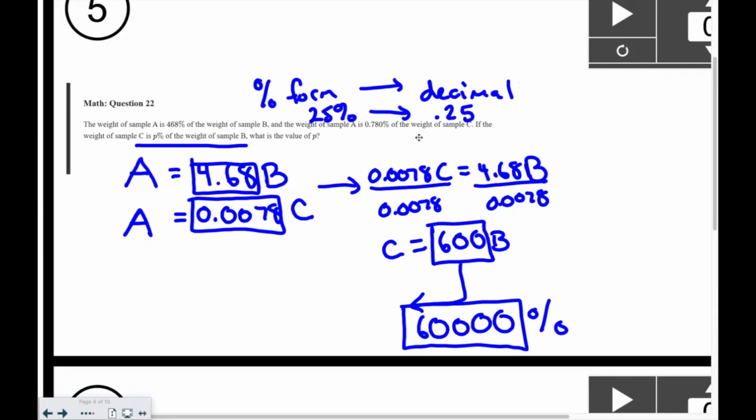And the way you go from percent to decimal is you divide by 100. And the way you go from decimal to percent is you multiply by 100. Since I got this 600 as part of this equation, that C is 600 times B, that 600 is technically in decimal form because it's part of an equation. To convert it to percent form, I have to multiply it by 100. So 600 times something is really 60,000%.